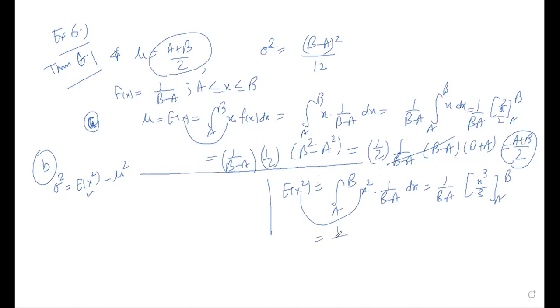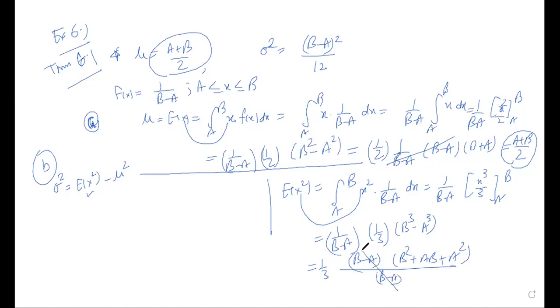Okay, cubic is there. 1 over b minus a, and 1 by 3 is also outside, and b cube minus a cube. If you have b cube minus a cube, I can write that is equal to 1/3, and here the factor is (b minus a)(b square plus ab plus a square) divided by (b minus a), because the factorization of a cube minus b cube, or x cube minus y cube, is (x minus y)(x square plus xy plus y square), reverse sign. Okay, here and here.